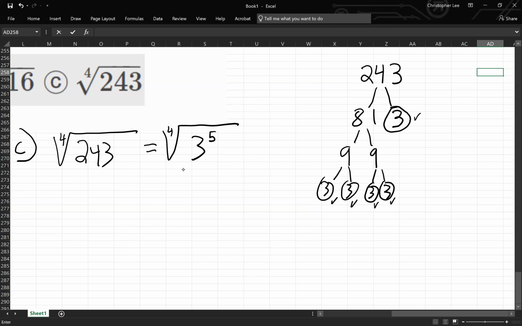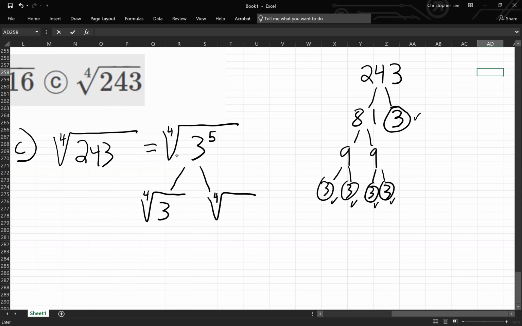Now watch how I break this down. I need one of the roots that I'm going to write right here to be divisible by the index. Why did I write the third root? I'm sorry, it's supposed to be the fourth root. Sorry about that, my mistake.